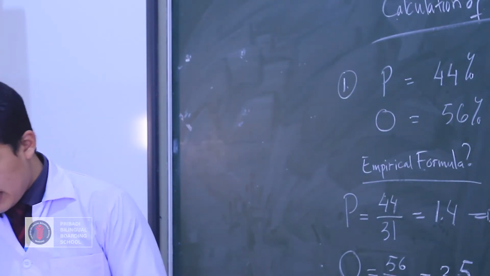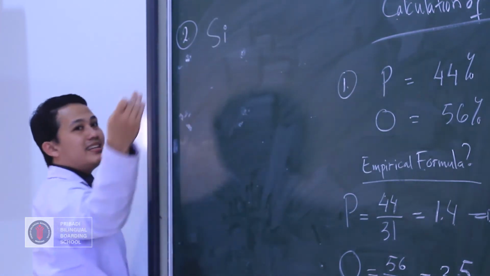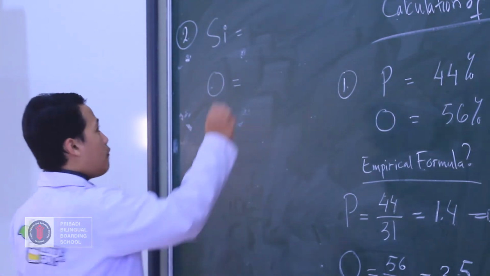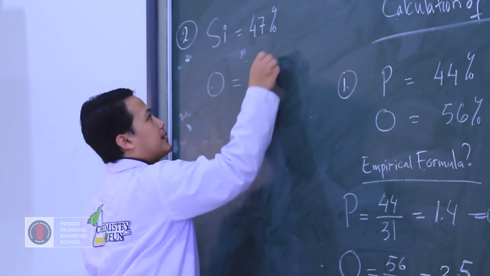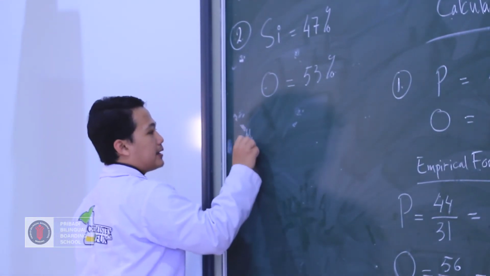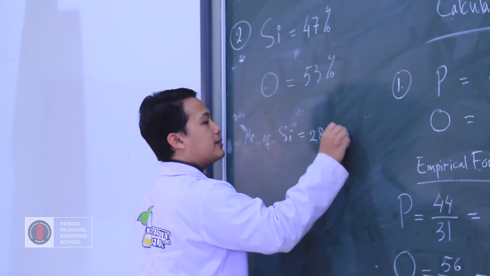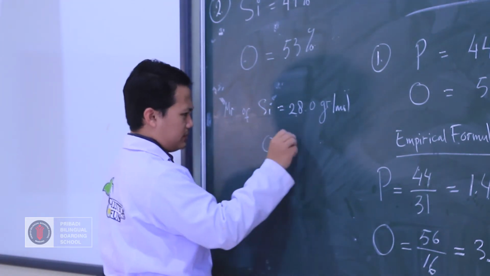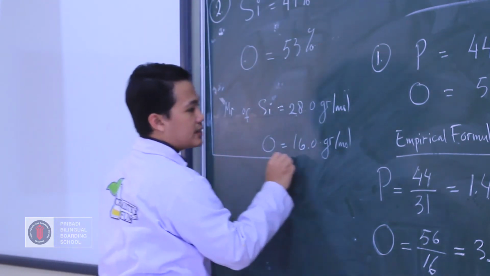Okay, so here I have, let's say, SiO. Example number 2. Si, or silicon, and O, oxygen. So the percentage of Si is going to be 47%, and then oxygen is going to be 53%. And the molecular mass for silicon, I'll write it down in here, Mr of Si is 28.0 gram per mole. And then for oxygen, it is going to be 16.0 gram per mole.